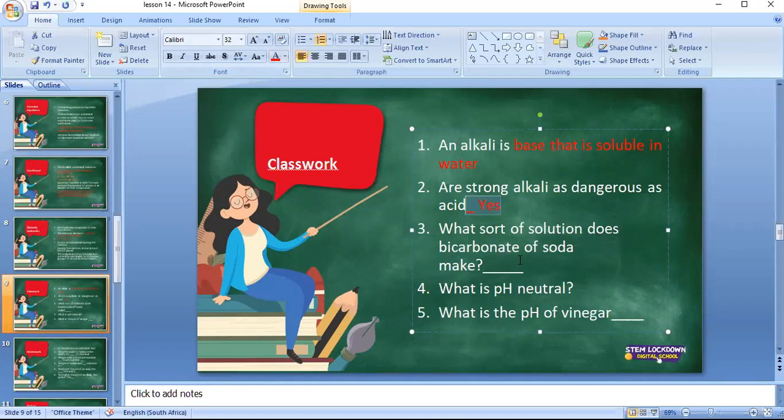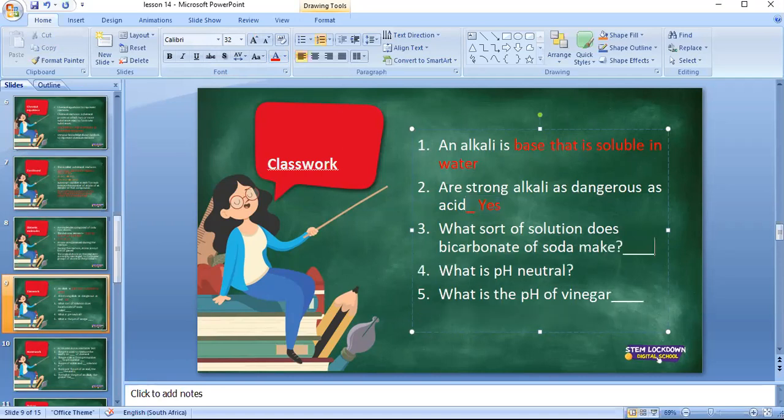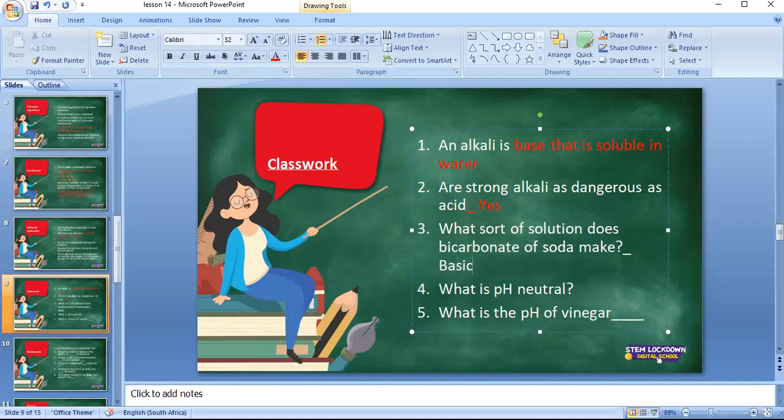What sort of solution does bicarbonate of soda make? What type of solution does bicarbonate of soda make? So it's a basic solution, basic or alkali. Remember that baking powder dissolves in water. Alkaline solution. Do you see what is expected of you when you're answering these questions, grade nine? Then what is the pH of neutral? We all know it is 7.